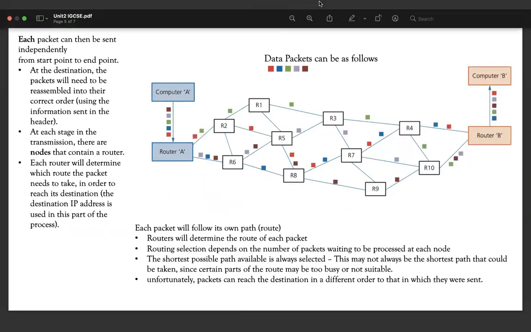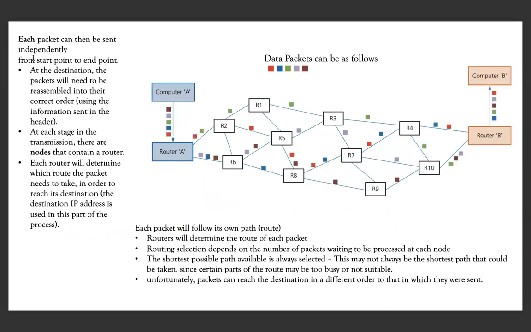Okay, now let's consider this example over here. Each packet can be sent independently from start to endpoints. That is, again, the essence of a packet switching network. At the destination, the packets will need to be reassembled into their correct order. So obviously, we will be using the information in the header. Again, which header information is this? This is the sequence number.